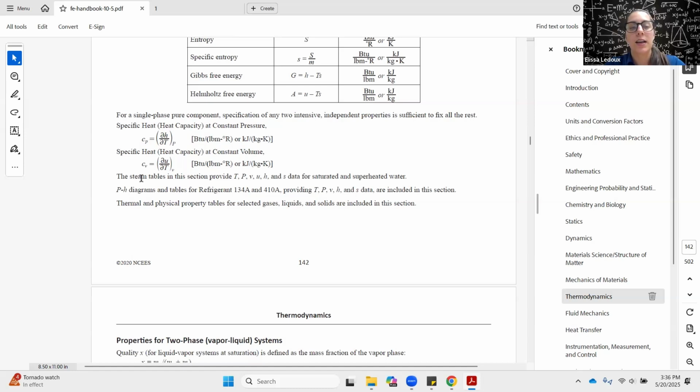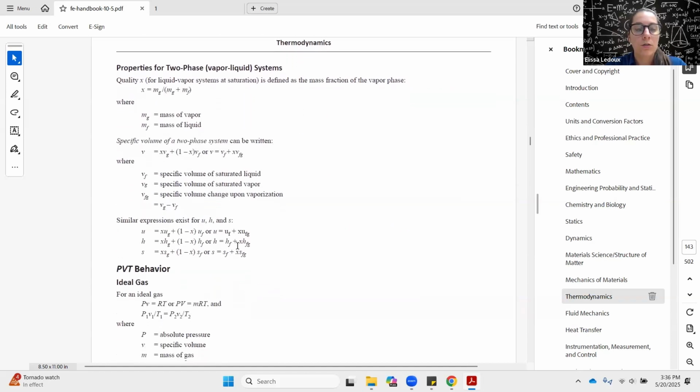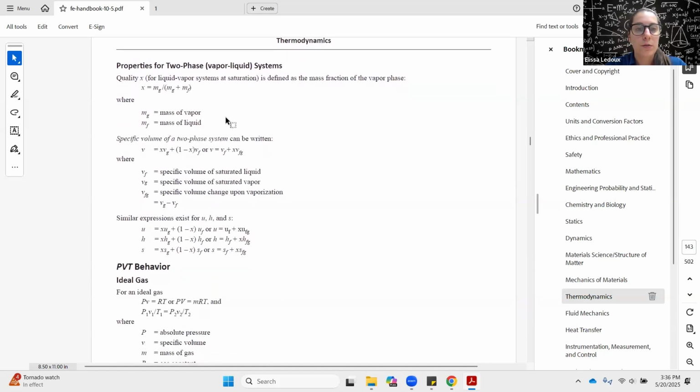This section has, towards the end of it, steam tables. So if you have saturated water and superheated water, there will also be some refrigerant diagrams. Then properties for 2-phase systems. This basically shows the amount of gas per amount of liquid, and that's called the quality, denoted by the variable x. It's basically just a fraction of gas over the total mass of what's going on. So if x equals 1, then that would be all gas. If x equals 0, that would be all liquid.